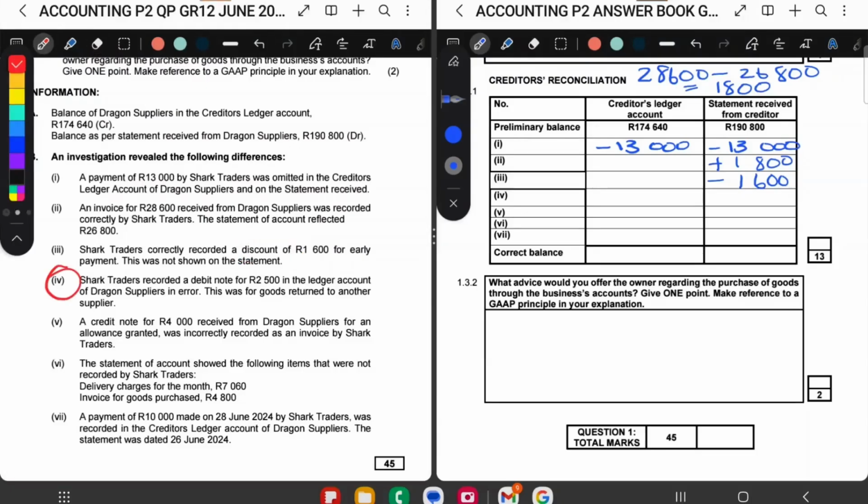Adjustment number 4 says, Shark Traders recorded a debit note for 2,500 in the ledger of Dragon Suppliers in error. Oh, so we made the mistake. So this was for goods returned to another supplier. So actually, we didn't return goods to Dragon Suppliers. We returned the goods to another supplier. So we made the mistake. We recorded something that shouldn't be there. So we have to cancel this. So now I'm just going to cancel the debit note.